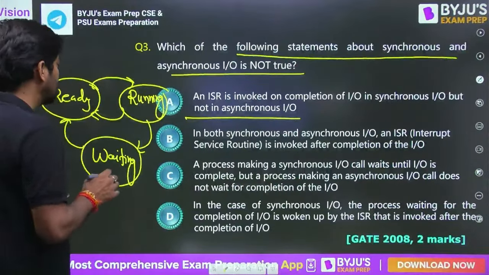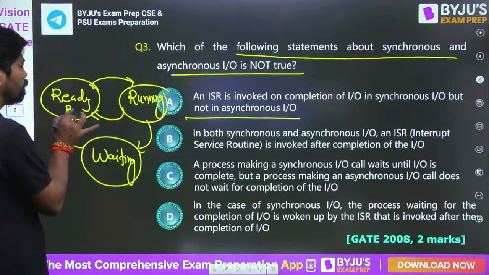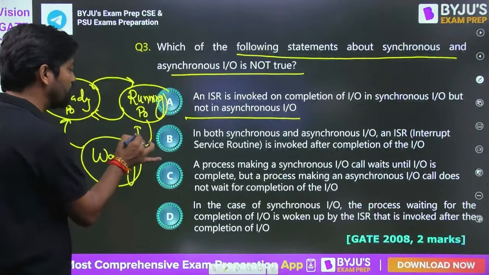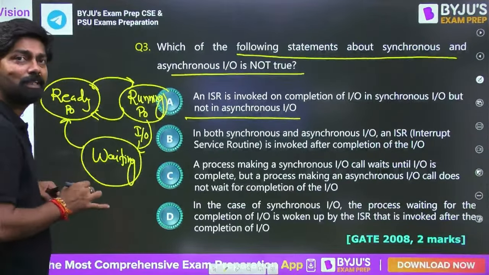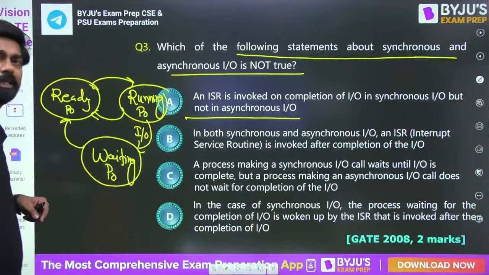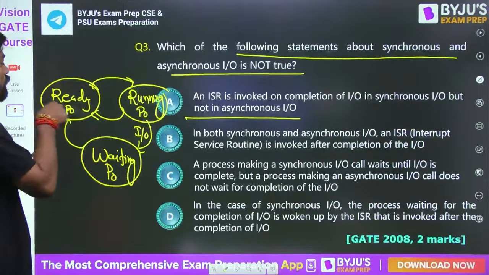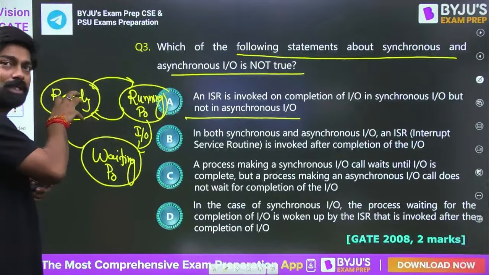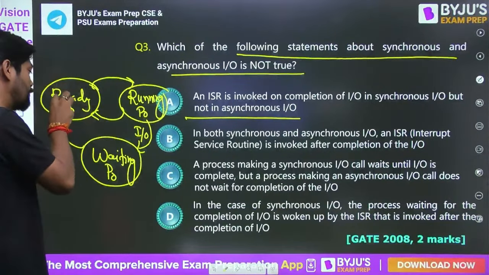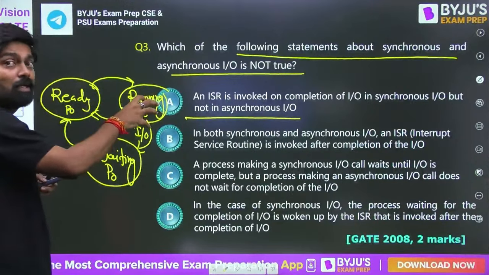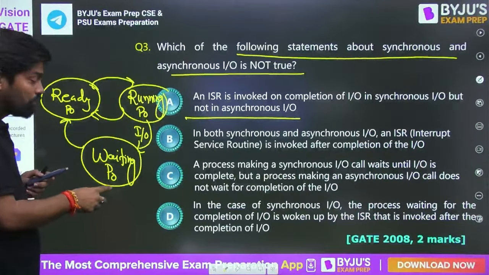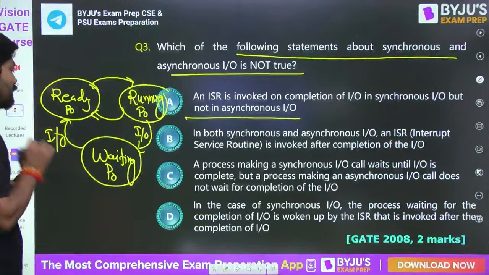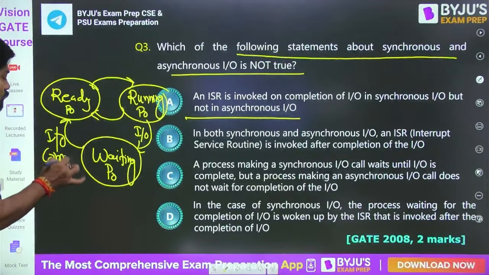Let's suppose any process is in the ready state. It will be dispatched to the running state. Whenever it requires any IO, it will go to the waiting state. I think this point is clear. In the ready state we have multiple processes. One of the processes is brought from the ready state and dispatched to the running state. If it requires IO, it will go to the waiting state. If IO is complete, it will go to the ready state.